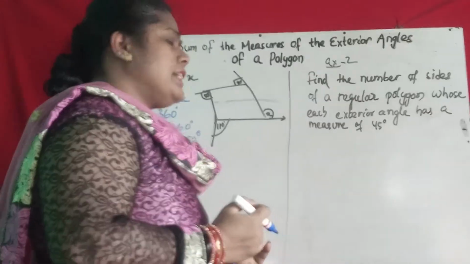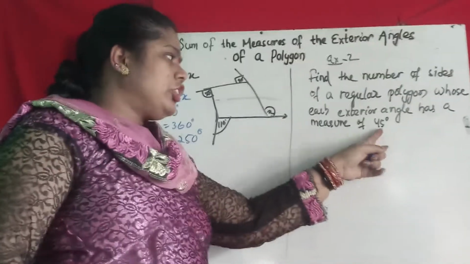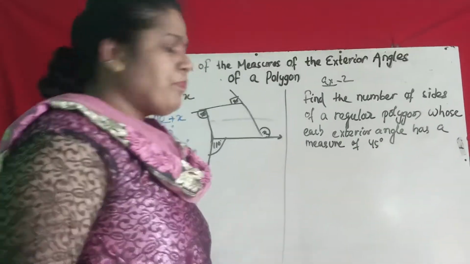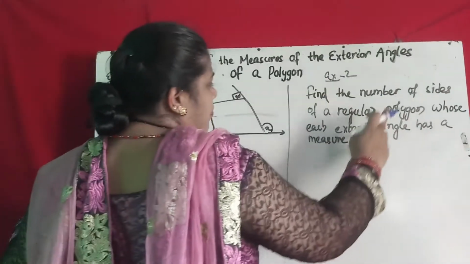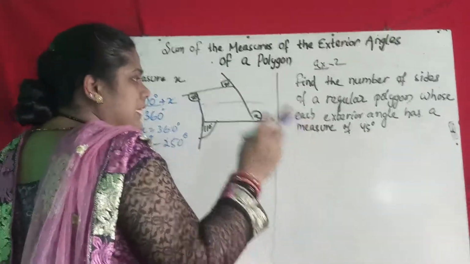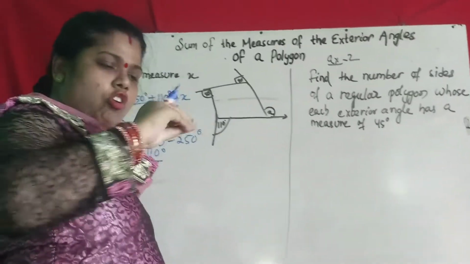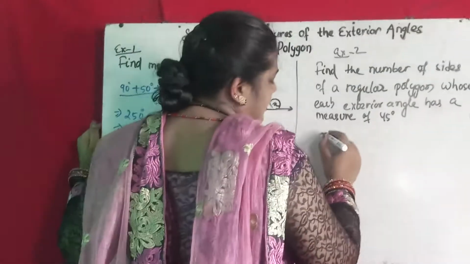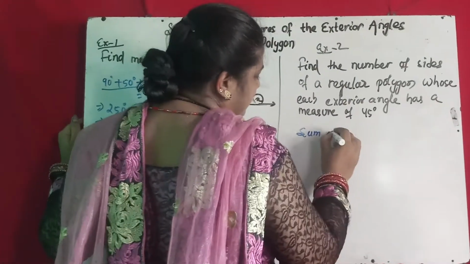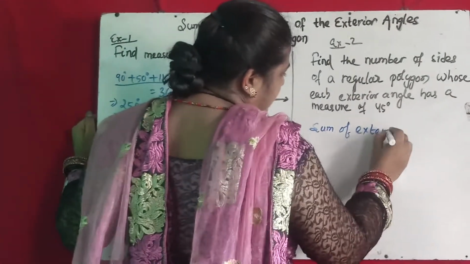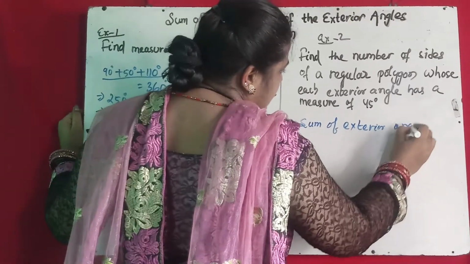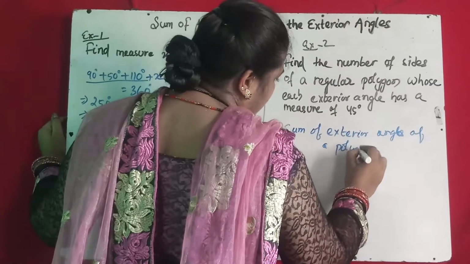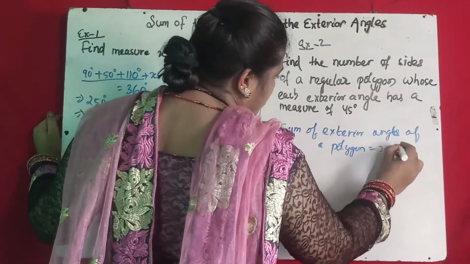So we know that the sum of exterior angles is 360. One exterior angle is 45 degree. So if you divide, then you get the number of sides. Okay. So here, find the number of sides of a regular polygon whose each exterior angle, meaning all the exterior angles, measures 45 degree. So the total sum of exterior angles of a polygon equal to 360 degree. You know it.